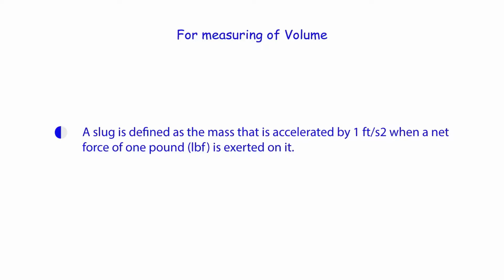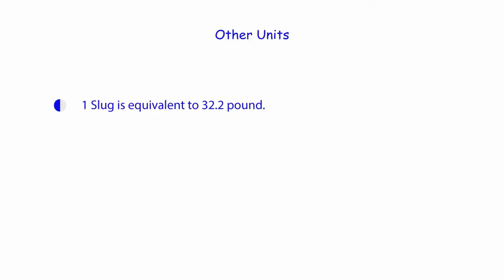A slug is defined as the mass that is accelerated by 1 foot per square second when a net force of 1 pound is exerted on it. At the Earth's surface, an object with a mass of 1 slug exerts a force downward of approximately 32.2 pound force or 143 newton. 1 slug is equivalent to 32.2 pound and 1 slug is equivalent also to 14.59 kilograms.